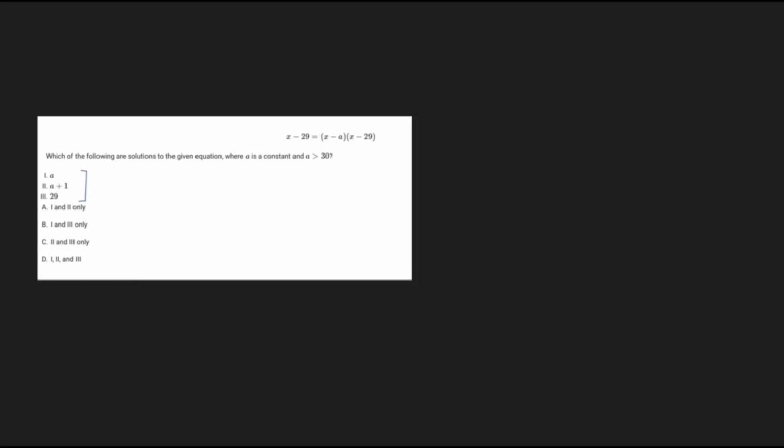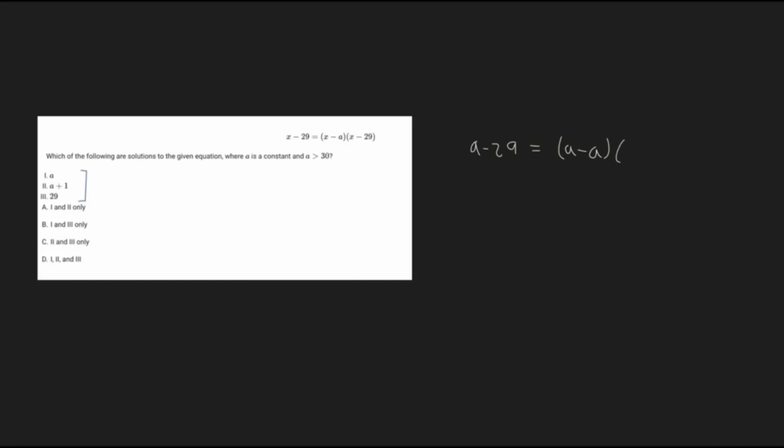And therefore, we can say for the first one, if we were to test it, we replace x with a. So we have a minus 29. We know a is a value greater than 30, so that's just something to keep in mind. And then on the other side, we're going to have x replaced with a. So we end up getting a minus a.